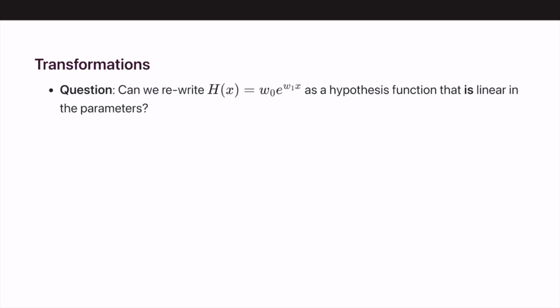All right, so let's take h of x equals w naught times e to the w sub 1 x. Now, we know that at some point we need to break apart this w naught and this e, and then at some point we want to deal with this e and w sub 1 x. So how are we going to do that?